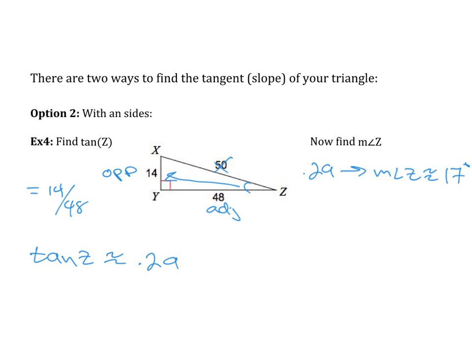So looking at my triangle, I identify that my opposite side is 14 and my adjacent side is 48. So from a ratio, I have the tangent of Z is equal to 14 over 48. And when I simplify that, I get approximately 0.29. So the tangent of Z is approximately 0.29. If I use that in my table and I scroll down in my tangent column to see 0.29 and then I go out to the angle, I can see that angle Z is going to be approximately 17 degrees.